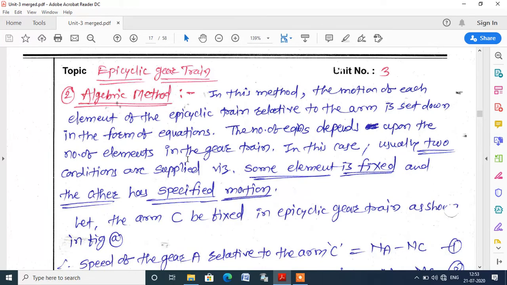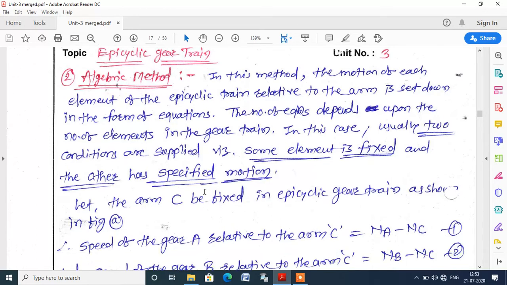So what is that? In this method, the motion of each element of the epicyclic gear train relative to the arm is set down in the form of equations. The number of equations here depends upon the number of elements in the gear train. Suppose whatever figure we have seen for the analysis of the tabular method. Now in this case, usually two conditions are supplied, namely, some elements are fixed and the other has specified motion. Now we will see in detail.